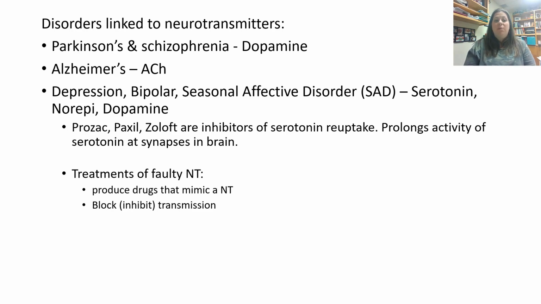This is why certain drugs like Prozac, Paxil, or Zoloft are going to inhibit the serotonin reuptake. This allows for the serotonin to remain in the synapses longer to stimulate those cells to help keep you happier. It tries to stabilize the mood. Treatments for a faulty neurotransmitter might be a drug that is going to mimic the neurotransmitter, or it might block or inhibit some sort of transmission of the neurotransmitter.